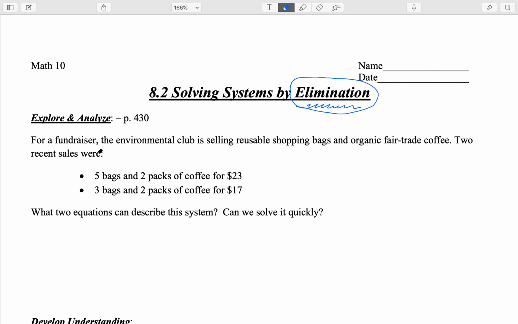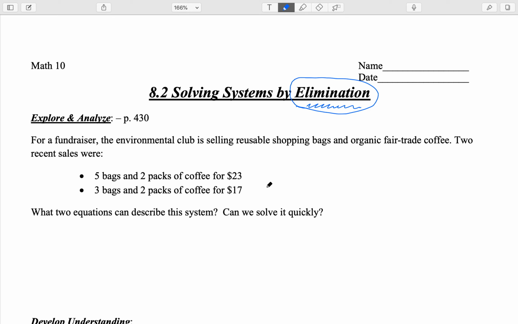So how about this? On page 430, it says, let's see, you've got a fundraiser, the Environmental Club, they're selling reusable shopping bags, and they're selling organic fair trade coffee. So two recent sales, they sold 5 bags and 2 packs of coffee. They made 23 bucks, and 3 bags and 2 packs of coffee for $17.